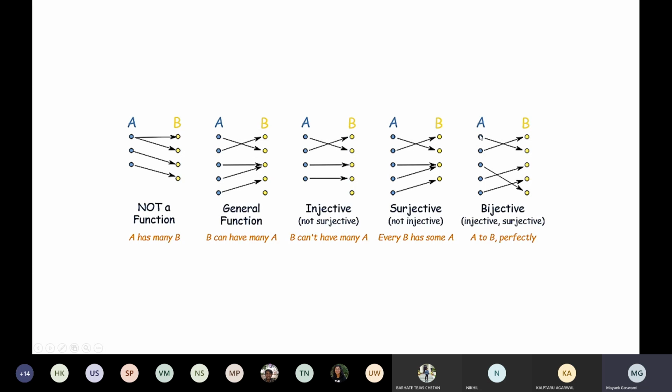In the fifth example, there are 5 elements in A and 5 elements in B. Each element in A is mapped to exactly one element in B. So this is an example of injective and surjective functions.